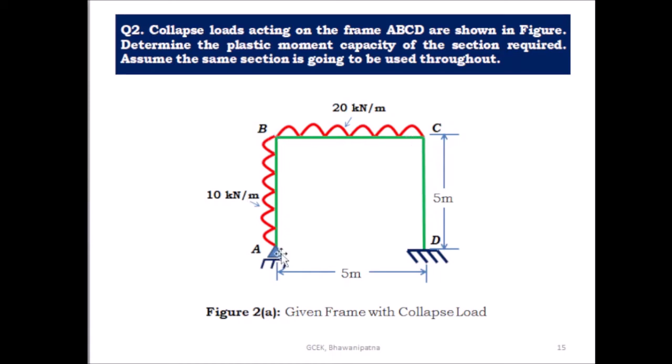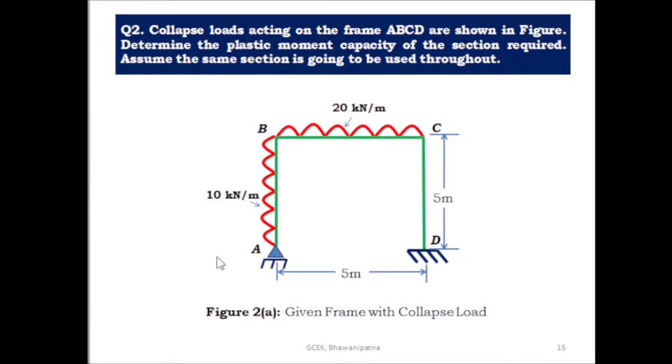On the vertical member AB there is a uniformly distributed load of intensity 10 kilonewton per meter, and on the horizontal span BC there is a uniformly distributed load of 20 kilonewton per meter. The support A is a hinge support and support D is a fixed support. The length of the span BC is given as 5 meter. The height of the vertical member is 5 meter and the length of the horizontal member is 5 meter.